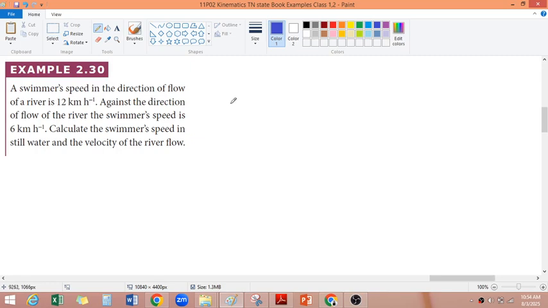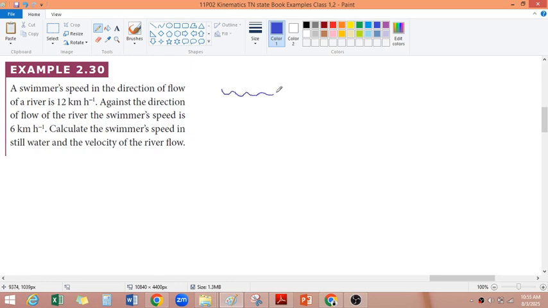The swimmer's speed in the direction of flow of a river is 12 km per hour. Against the direction of the flow of the river, the swimmer's speed is 6 km per hour. So against the direction of flow of the river, the swimmer is able to go only at 6 km per hour. Calculate the swimmer's speed in still water and the velocity of the river flow.